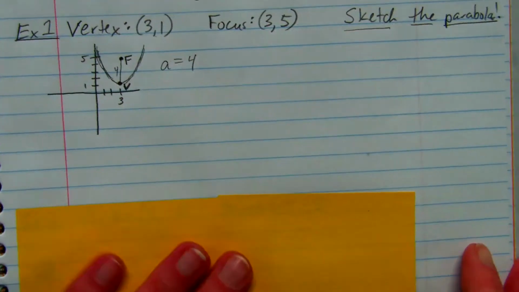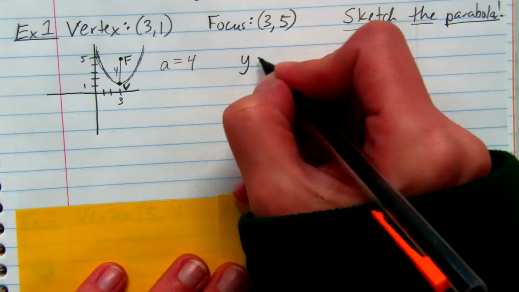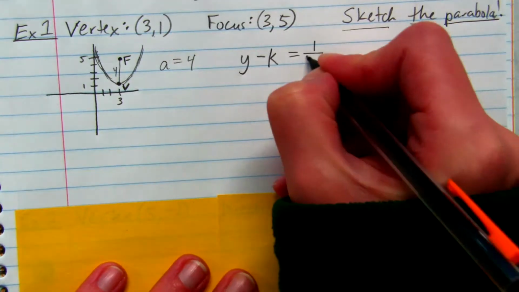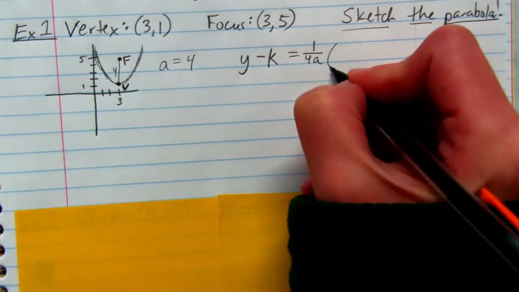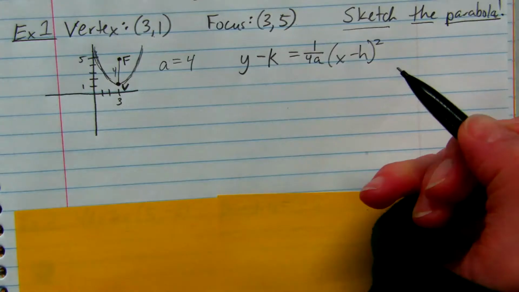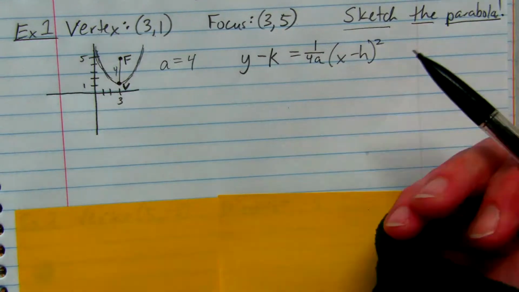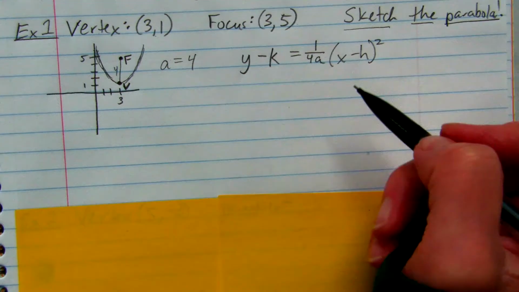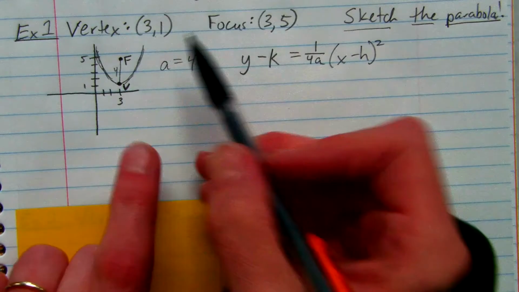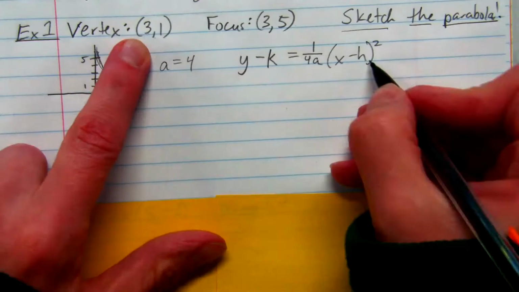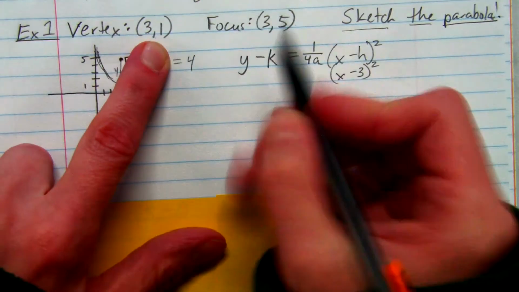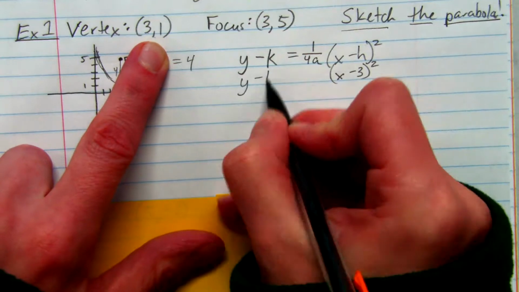So this will look familiar from when we did our graphs, but we haven't written the equation out exactly like this. So we're going to have y minus k equals 1 over 4a times (x minus h) squared. So this is using a in a slightly different way than what we were looking at before, but this is going to help us write the equation. So what we do first is we take the vertex and put that in. So 3 goes with x, so this is going to be (x minus 3) squared over here. The 1 is the y value, so I'll have y minus 1 over here.